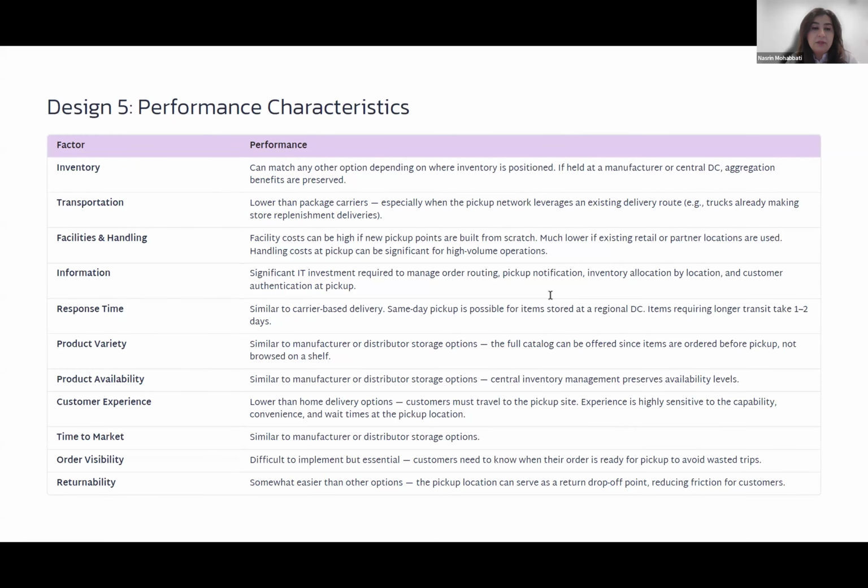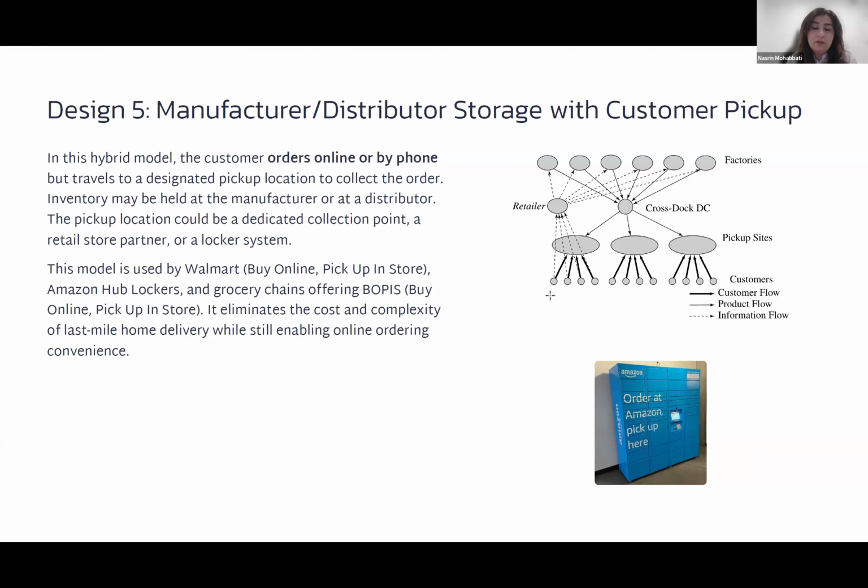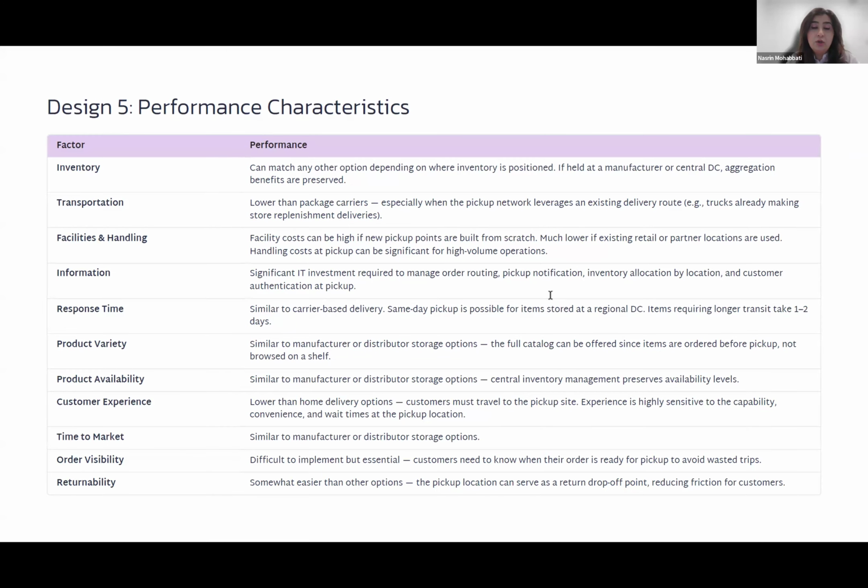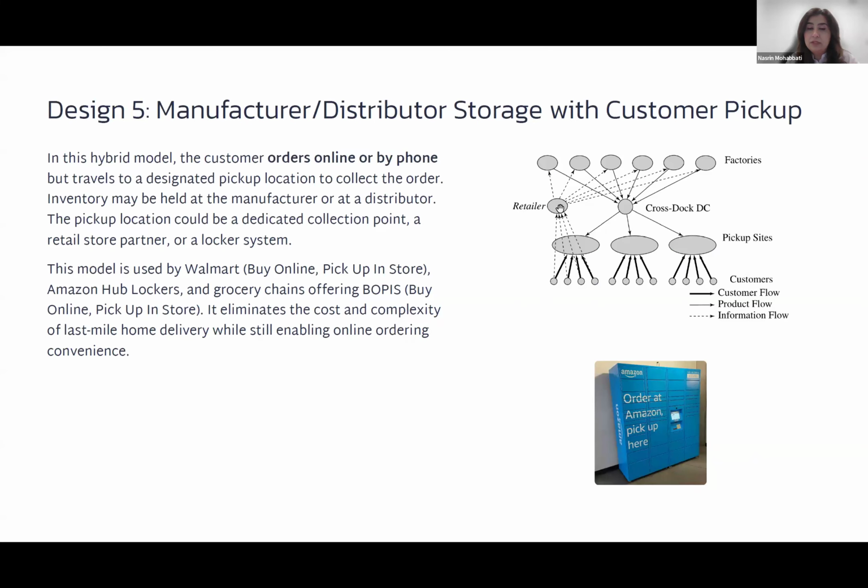Product variability and availability will be good, actually, similar to our first two options, because again, things are being shipped from manufacturers. Time to market will be good again since manufacturers are in direct contact with customer demand. Order visibility will be difficult if you don't have a good IT system. Returnability will be a little bit easier since we still have those retail stores. So customers actually can go and return in retail stores. Sometimes it's possible to give it back into a locker. If that's the case, it will also be convenient in terms of returning the products.